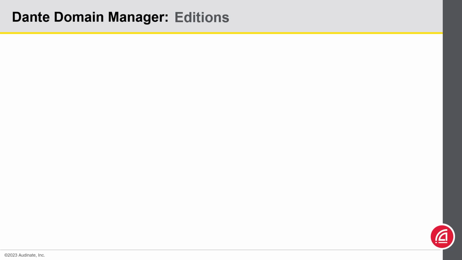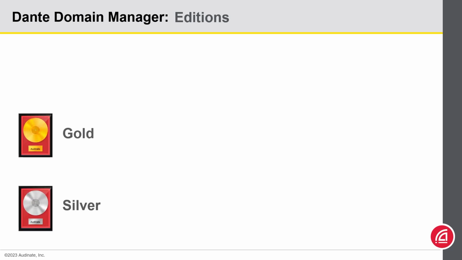Now, let's discuss the different versions of DDM licenses. DDM is available in 3 editions: Silver, Gold, and Platinum. There are additional add-on features for Silver and Gold, and all 3 editions have the ability to expand the capacity of the DDM as your system grows in size.